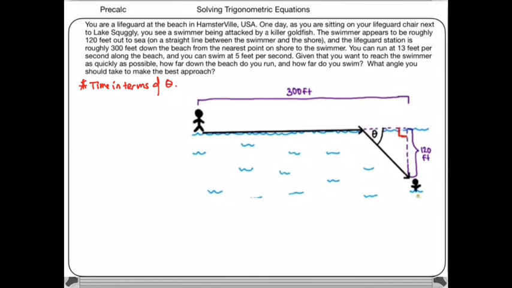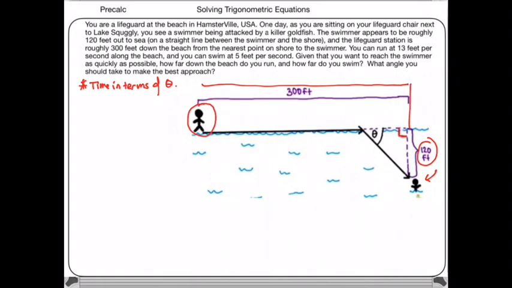Okay, so say that you are a lifeguard, and I'm paraphrasing what is written above, and you see somebody over here in the bottom right hand corner, and they are having a rough day. They are being attacked by a killer goldfish, and the swimmer looks like he's about 120 feet from the shore. And it says the lifeguard is in a station 300 feet down the beach, which is this distance right here, measured to a perpendicular line over to the swimmer.